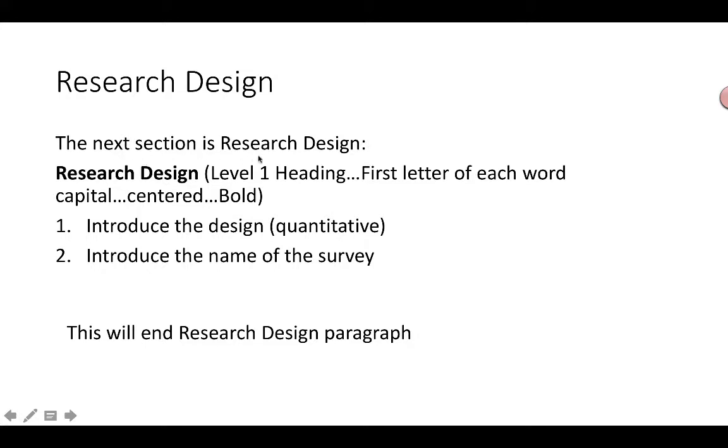The next section is research design. Research design is a level 1 heading. Again, first one, introduce the design. Ours is quantitative, but you got to put in a sentence. Introduce the name of the survey. This will end the research design paragraph because you're going to talk about it through the rest of the chapter.